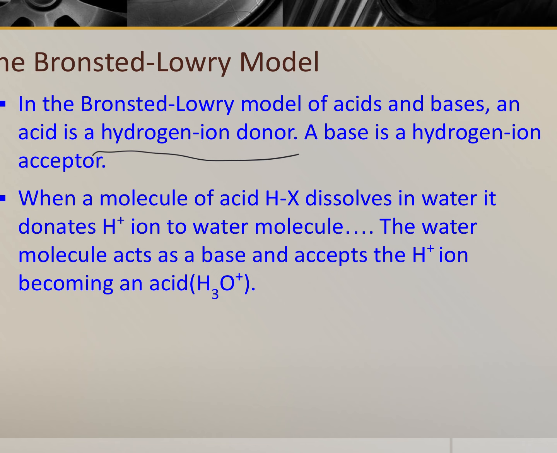And base, because it has OH, which is negative, it wants to be attracted to the positive hydrogen ion or the hydronium ion. Base is a hydrogen ion acceptor. So that underlying part is the key thing, okay? So acids are hydrogen donors and bases are hydrogen acceptors.